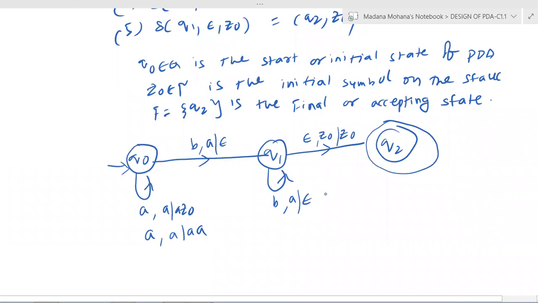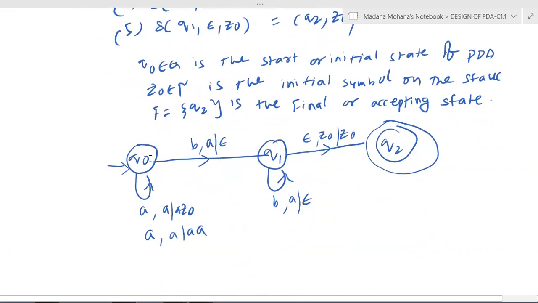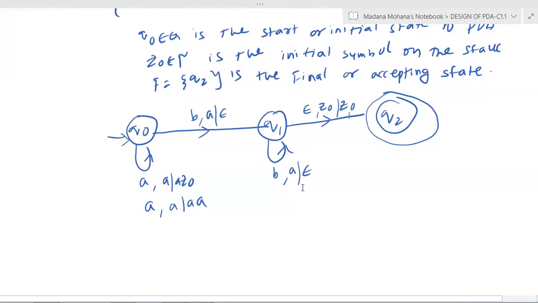So now that's all about the transitions. Now in total we see 5 transitions. Here we have 2 self loop transitions, then Q0 to Q1 one, then Q1 loop one, then Q1 to Q2 one. In total, 2, 3, 4, 5. All 5 transitions are included. Now this is the transition diagram of the PDA. Similarly, you can draw its table also.